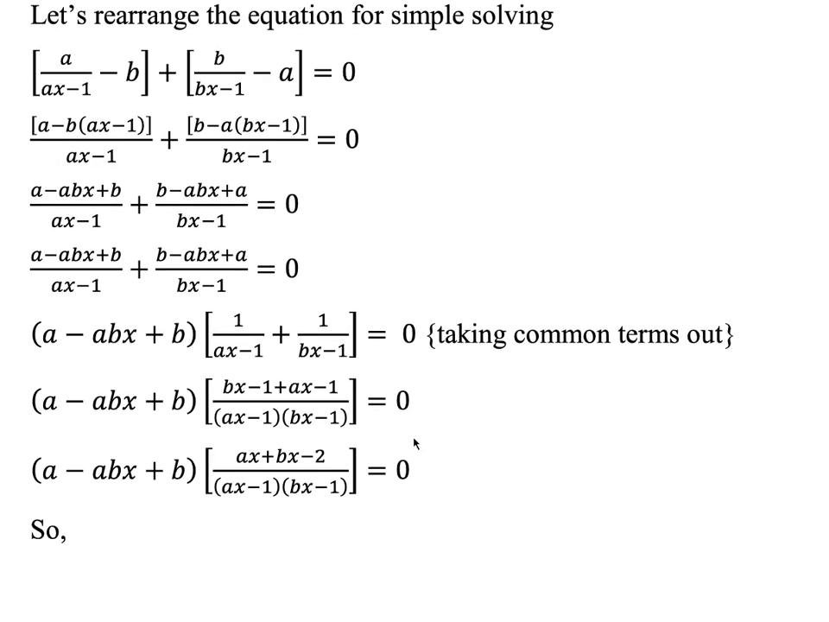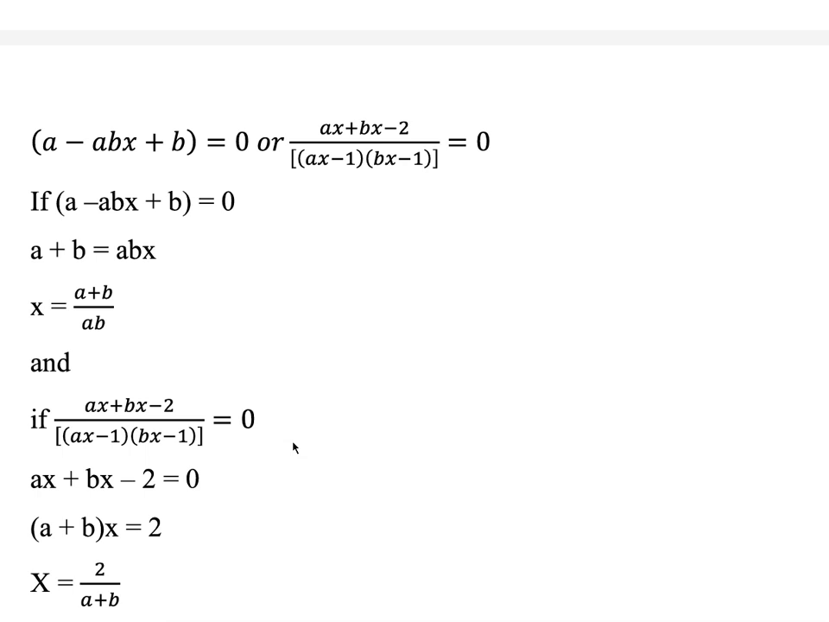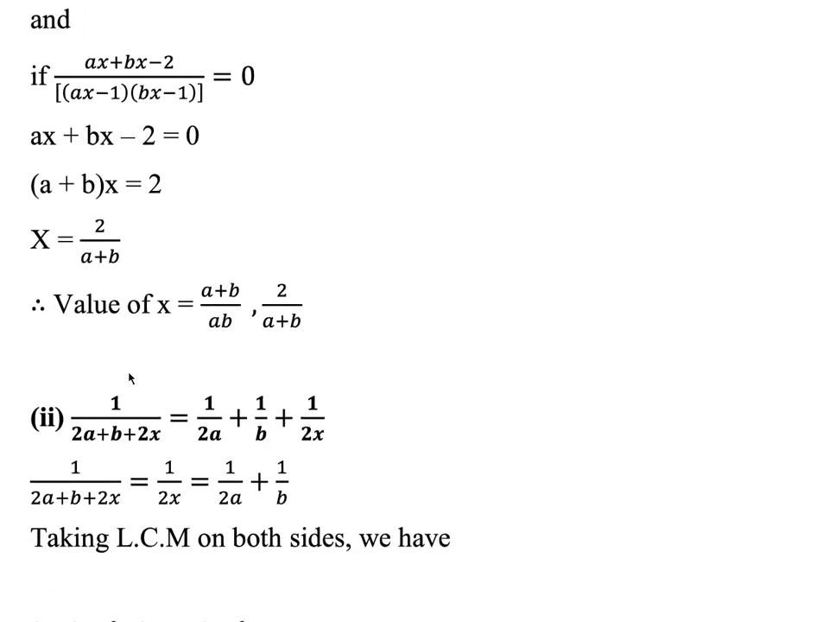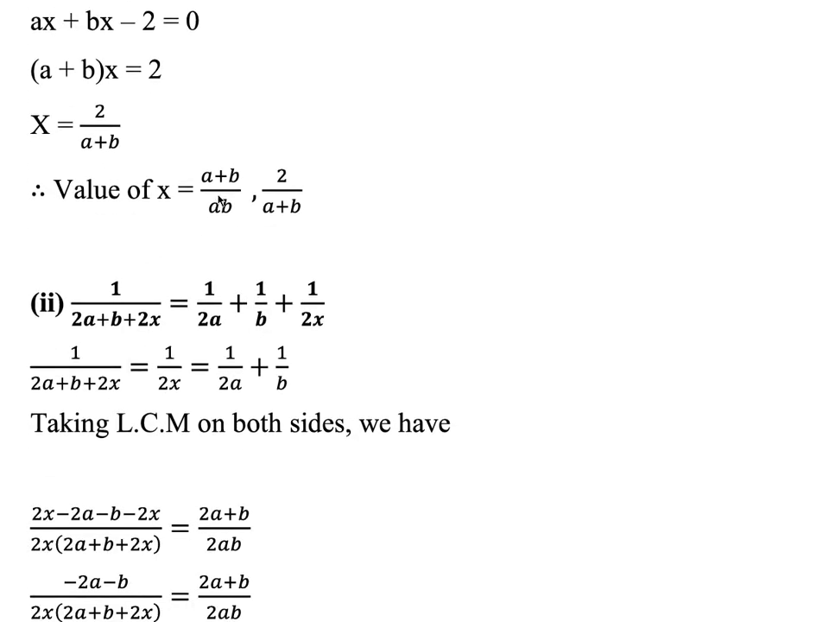You can take a screenshot of this solution. I think this is a little bit easy. It is not required to explain line by line. And in the second part here, (ax plus b)(x minus 2) divided by (ax minus 1)(bx minus 1) is equal to 0. So you get the value of x as 2 divided by (a plus b). So values of x will be (a plus b) by ab or 2 divided by (a plus b).